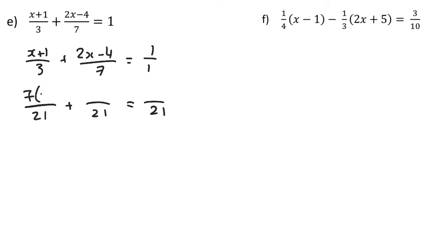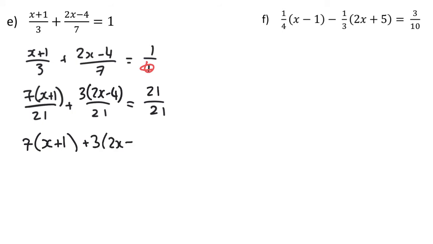You get 7 brackets x plus 1. To get from 7 to 21, we multiply by 3. So we need to multiply the 2x minus 4 by 3. And we get 3 upon 2x minus 4. And to get from 1 to 21, we multiply by 21. So we need to multiply the top by 21. And we get 21. And now the denominators are the same, so we can drop those. So you get 7 brackets x plus 1 plus 3 brackets 2x minus 4 equals 21.